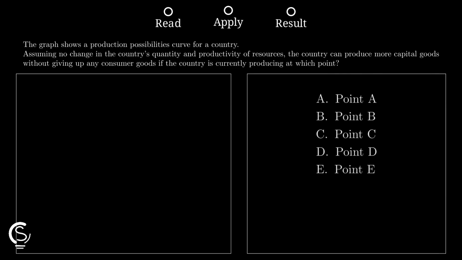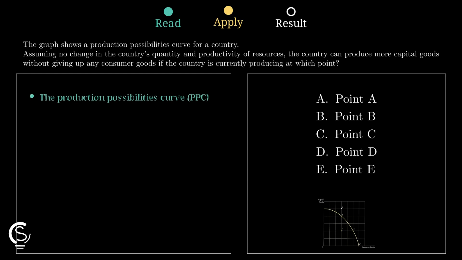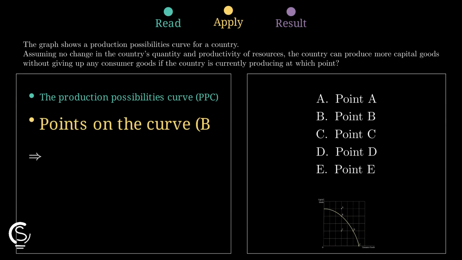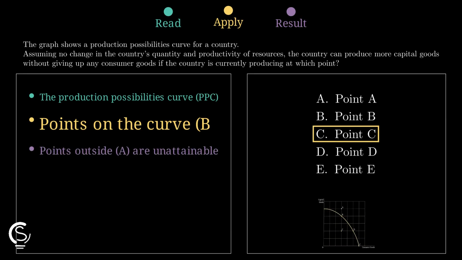The production possibilities curve shows the maximum combinations of consumer goods and capital goods a country can make with its current resources and productivity. So every point on it uses resources fully. If the country can produce more capital goods without giving up any consumer goods, it must be operating inside the curve, because inside points mean some resources are unemployed or used inefficiently. Outside points are unattainable with current resources, while points on the curve already use everything. So the inside point is option C.